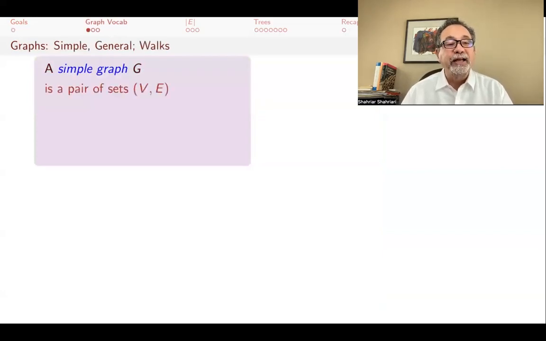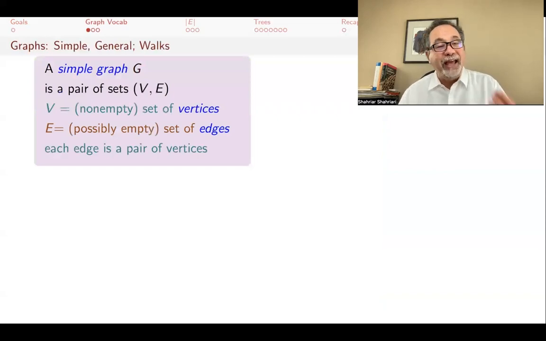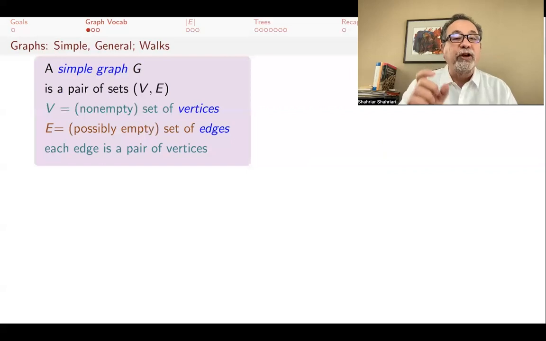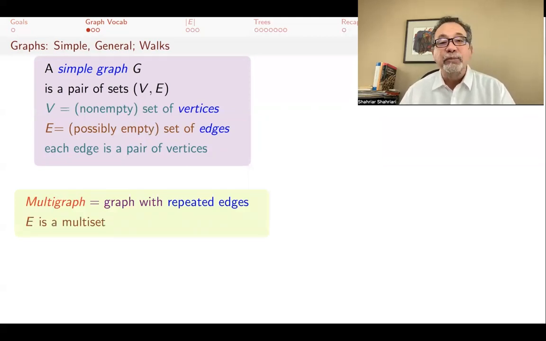So a simple graph is a pair of sets V and E. V is a non-empty set of vertices, and E is a possibly empty set of edges. Each edge is a pair of vertices, what we think of as two vertices being connected. A multigraph is a graph with repeated edges, and in this case E, the set of edges, can be a multiset. Instead of having just single edges, you could have repeated edges. The same pair of vertices could appear in E more than once.